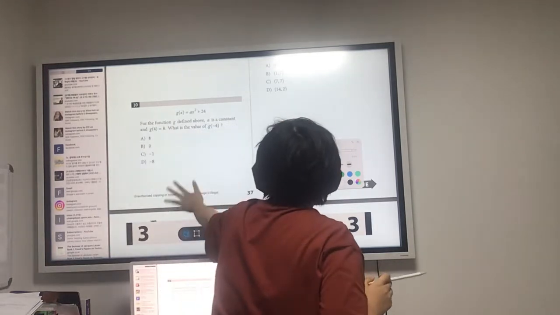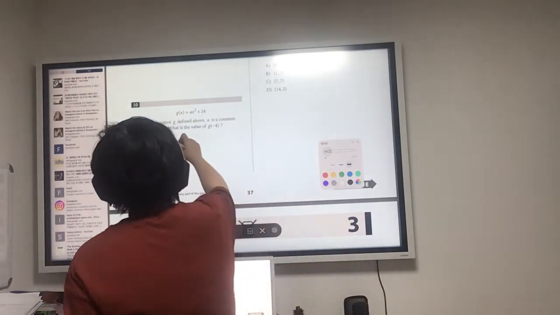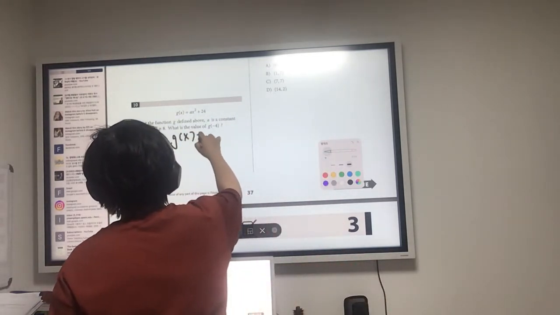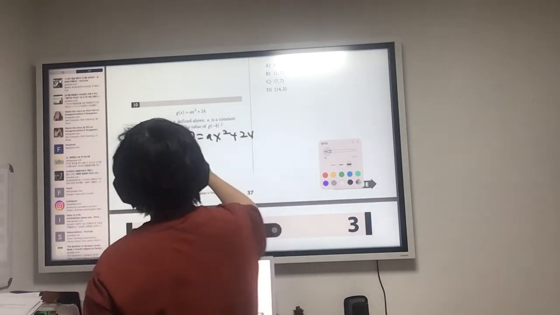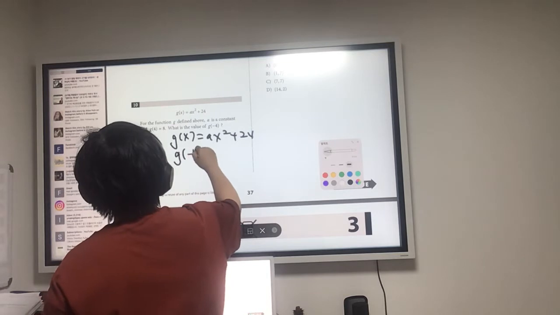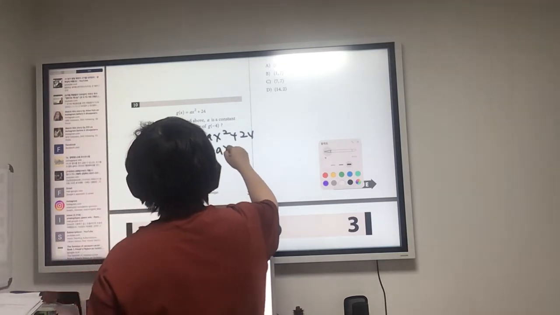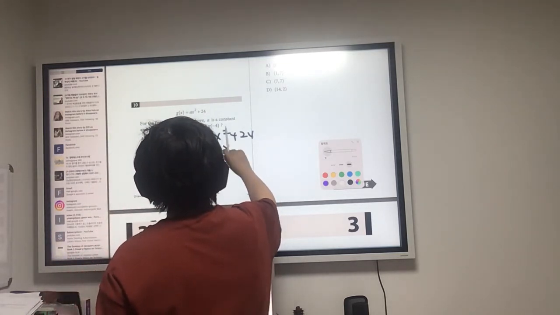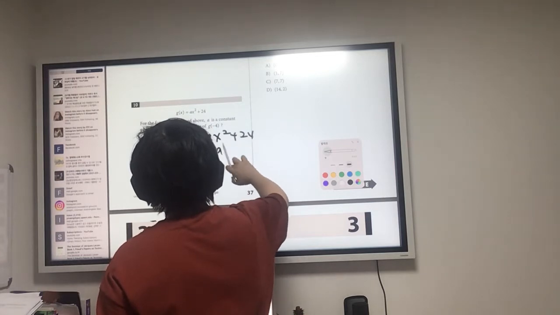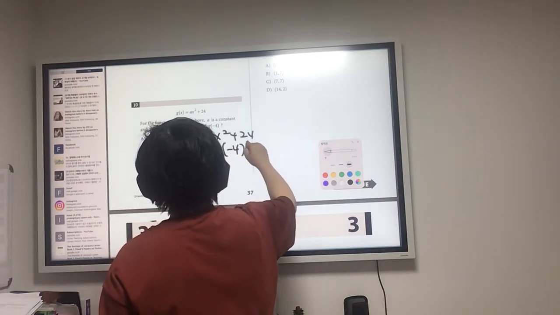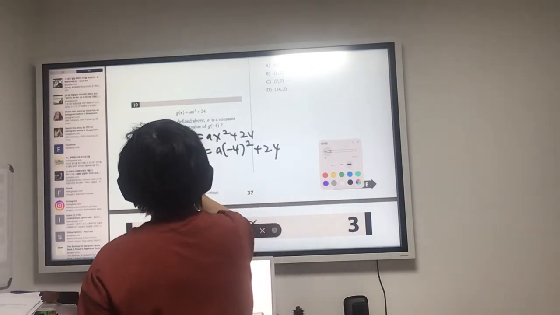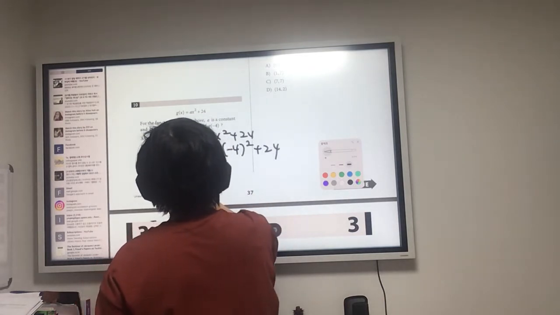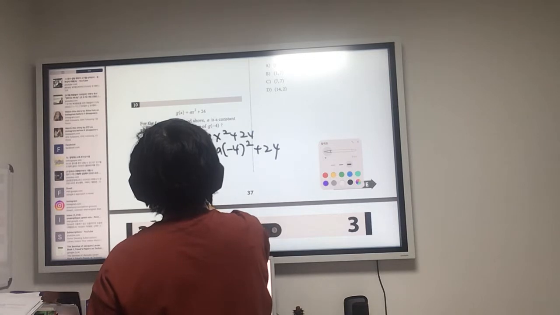Number 10: g(x) equals ax squared plus 24. So g of minus 4 equals a times minus 4 squared plus 24. What's the value? Let's take a look.